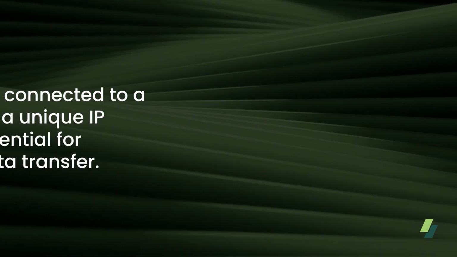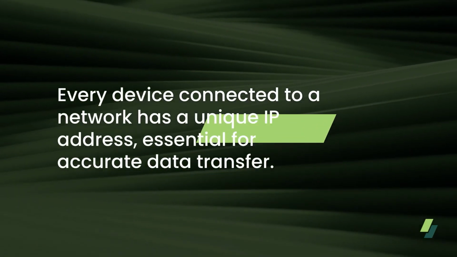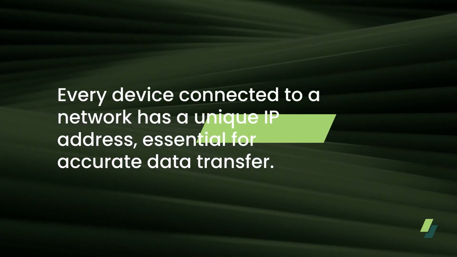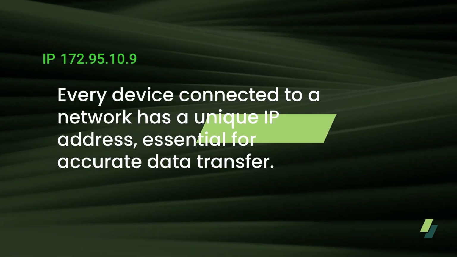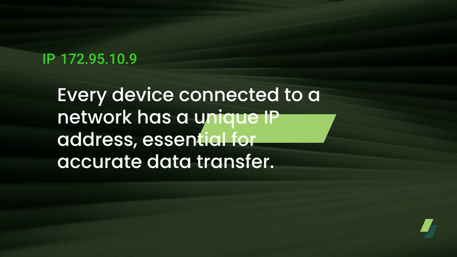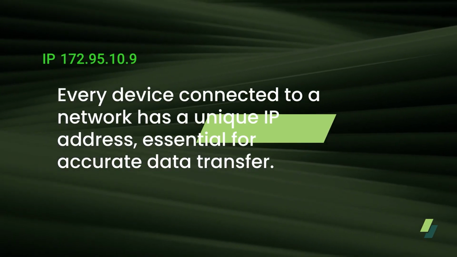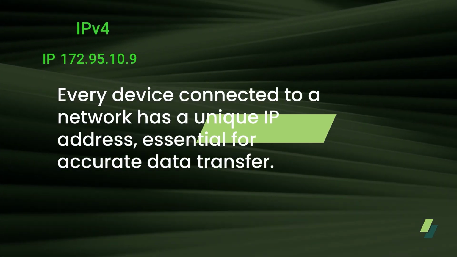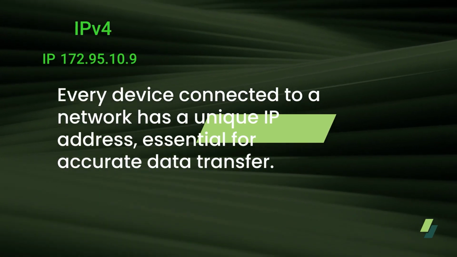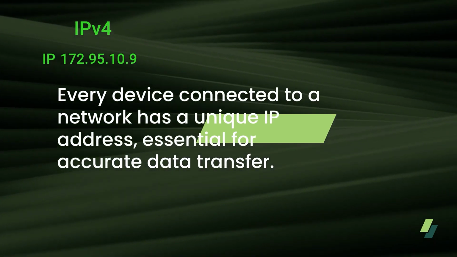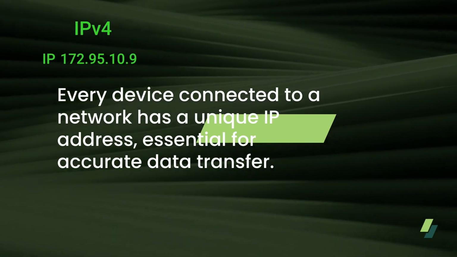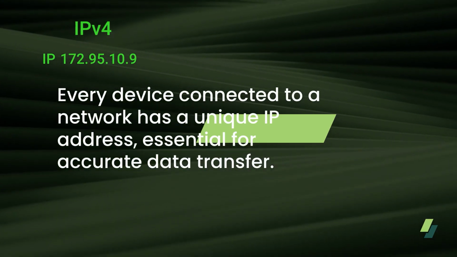destination. Every device connected to a network is assigned a unique identifier known as an IP address. This address is essential for sending and receiving data accurately. An IP, Internet Protocol Address, is a numerical label assigned to each device connected to a network that uses the Internet Protocol for communication. IPv4, Internet Protocol version 4 addresses are typically represented as 4 sets of numbers separated by periods. Each set can range from 0 to 255.